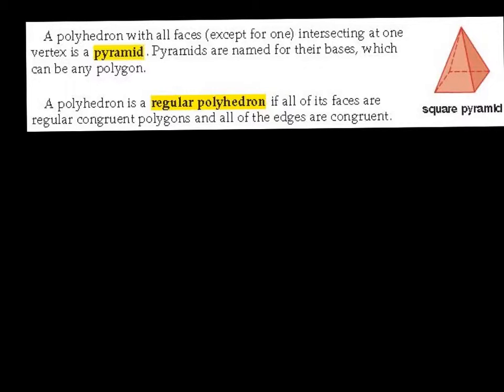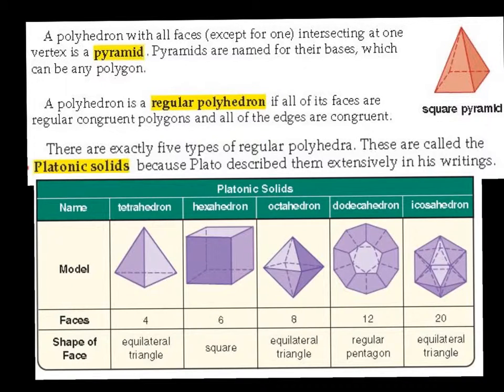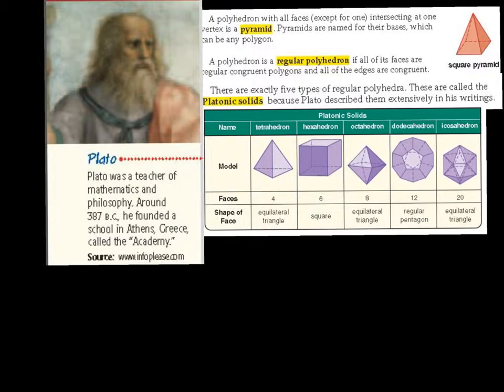A polyhedron with all faces except for one intersecting at one vertex is a pyramid. Pyramids are named for their bases, which can be any polygon. A polyhedron is a regular polyhedron if all of its faces are regular congruent polygons and all of its edges are congruent. There are exactly 5 types of regular polyhedra. These are called Platonic solids because Plato described them extensively in his writings. Plato was a teacher of mathematics and philosophy around 387 BC. He founded a school in Athens, Greece called the Academy.